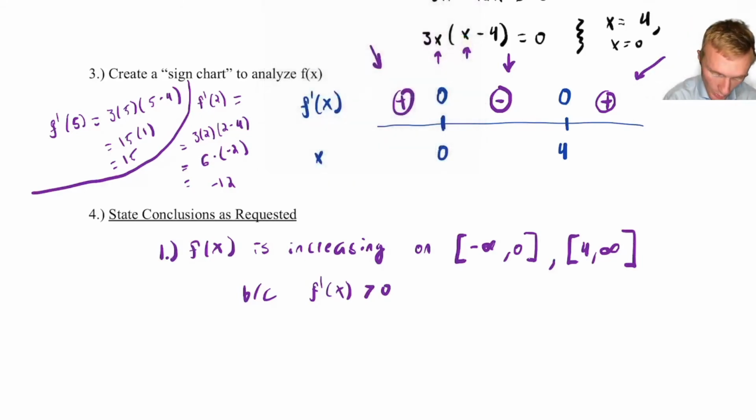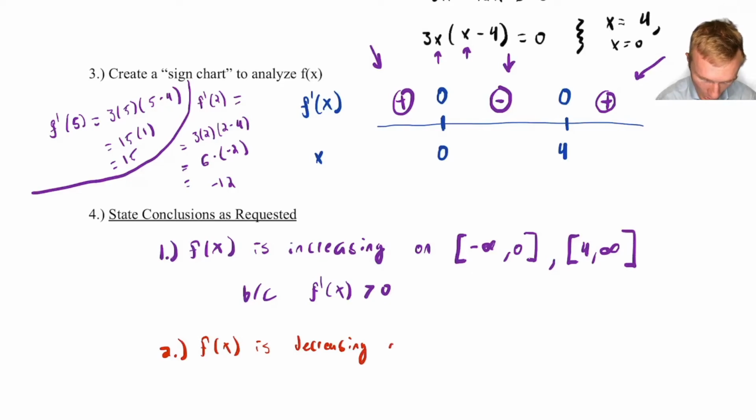Number 2, we could do the middle portion. f of x is decreasing on just that middle part, 0 to 4. Why? Because we just showed that the derivative is less than 0.